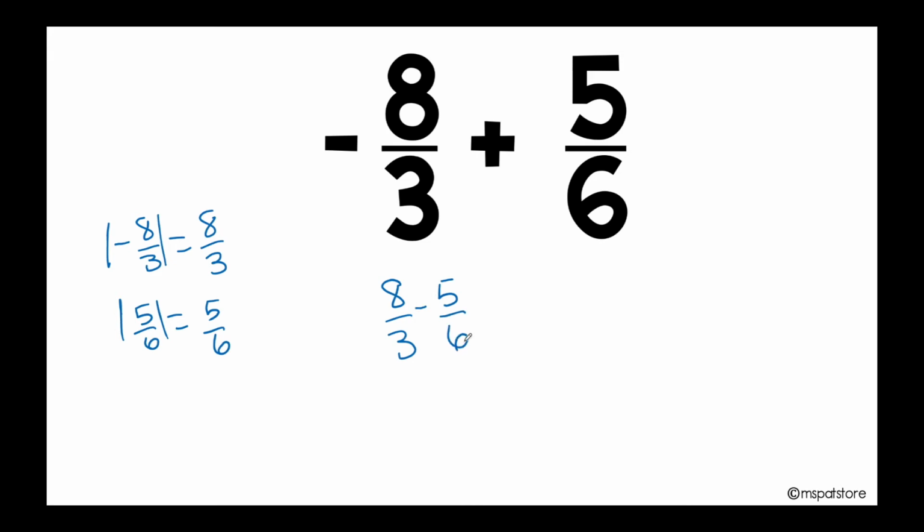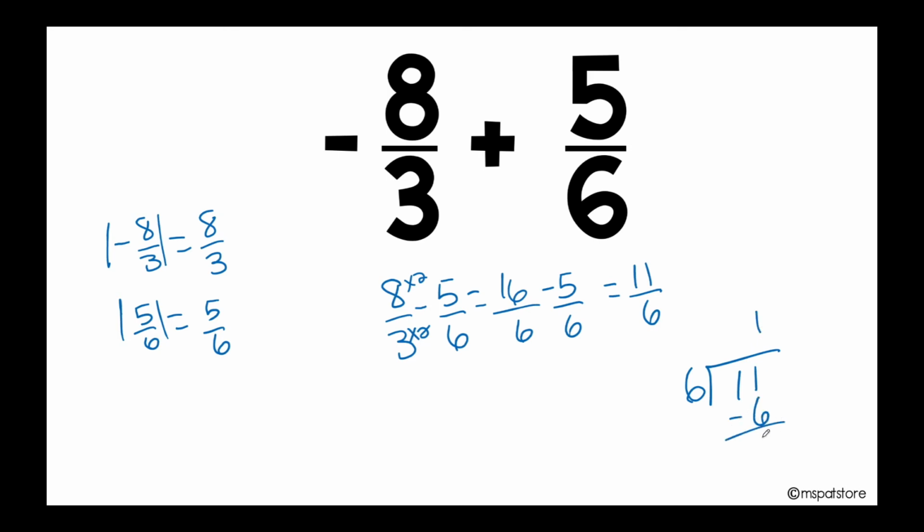Remember, you need to find the least common denominator. So I'm going to multiply here times 2, here times 2, so I can get the same denominator. 3 times 2 is 6, and now I'm going to subtract 16 minus 5, which is 11. Keep the same denominator. I'm going to change this improper fraction into a mixed number by dividing. So my answer will be 1 whole and 5/6. I need to use the sign of the fraction with the greatest absolute value. In this case, it's negative 8/3, so it will be negative. That's my final answer.